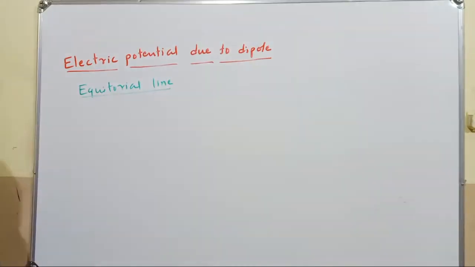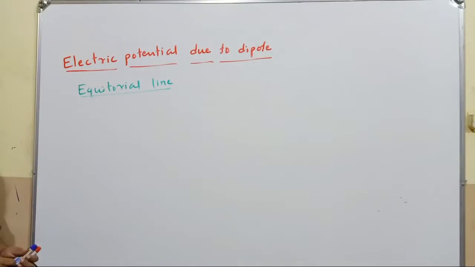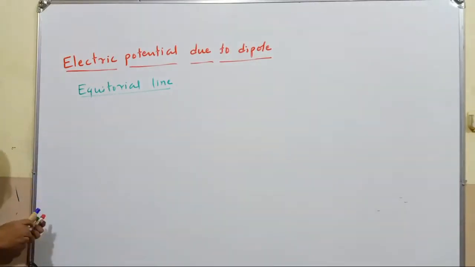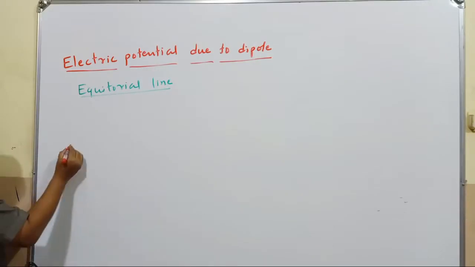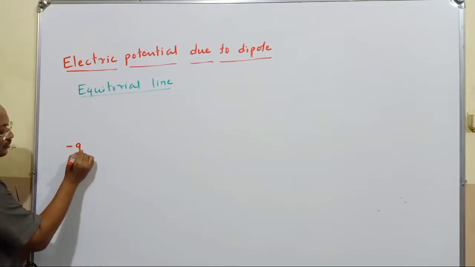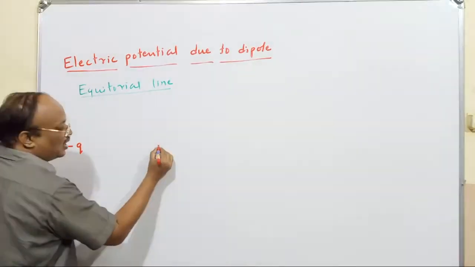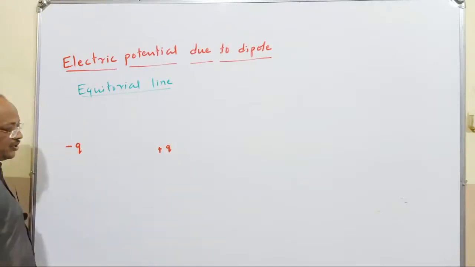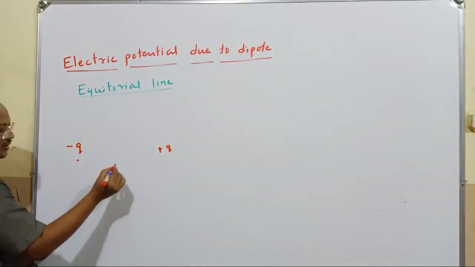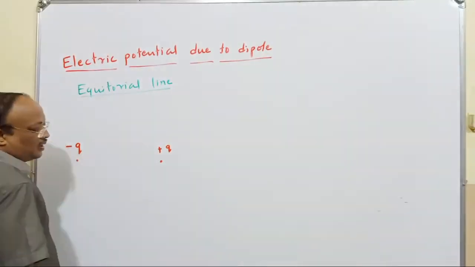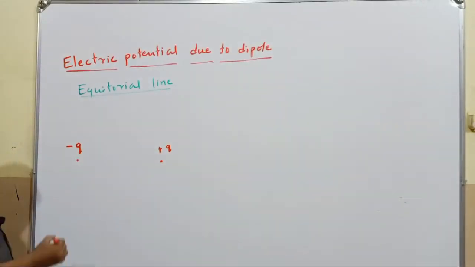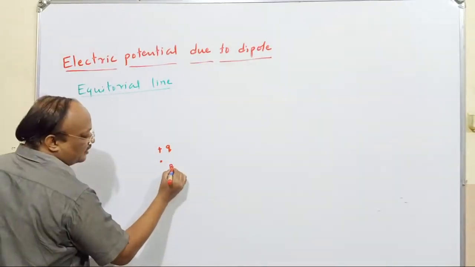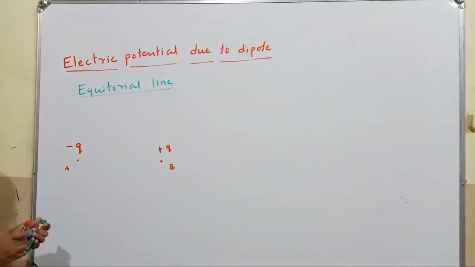On the equatorial line of a dipole. Same as before, we will take one charge minus q and the other charge plus q. This is one charge, this is the other charge. This is at position A, this is at position B.